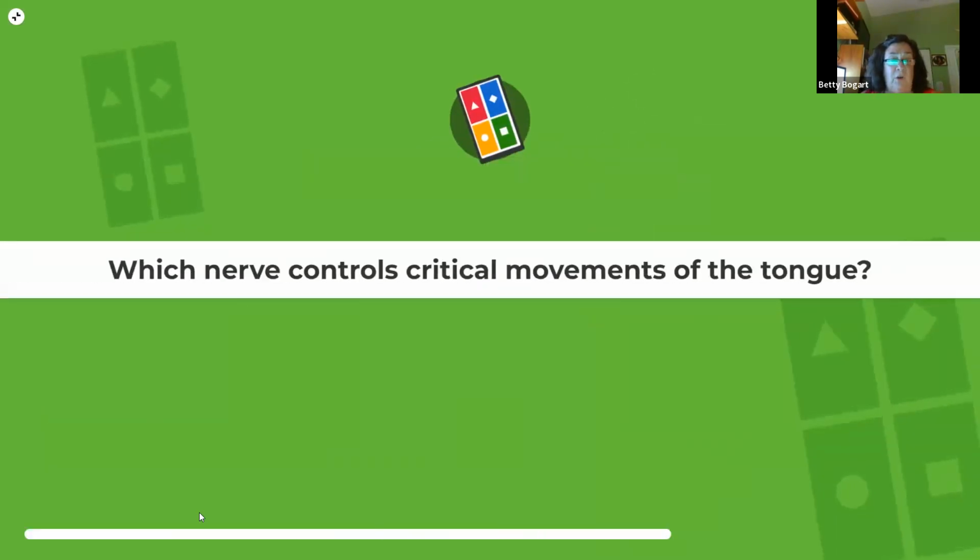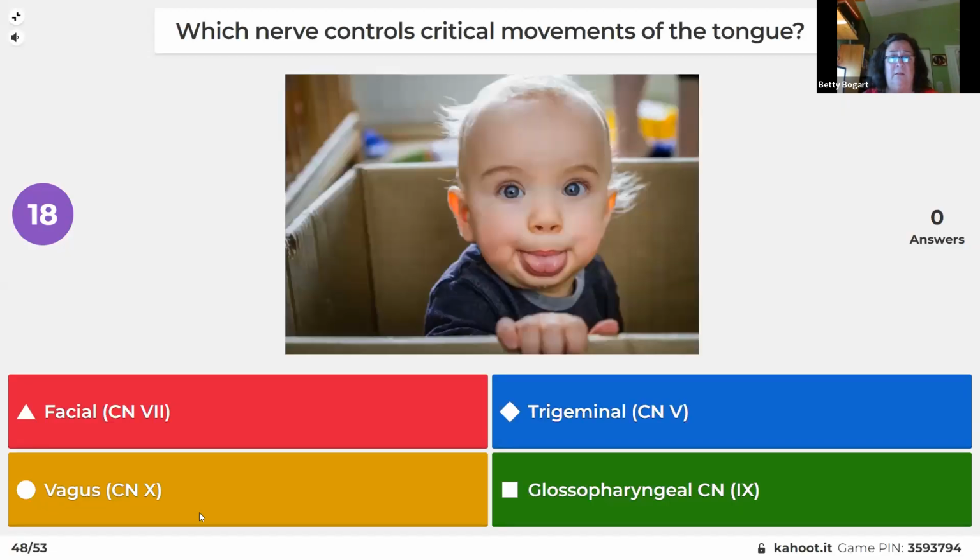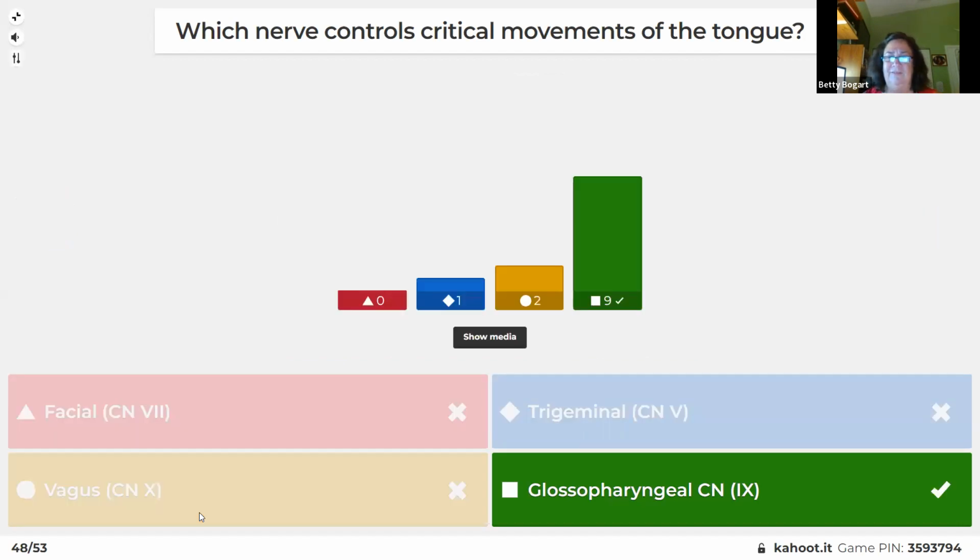Which nerve controls critical movements of the tongue? Remember your health assessment. And that's the cranial nerve 9, the glossopharyngeal.